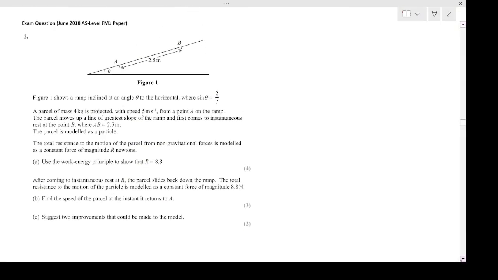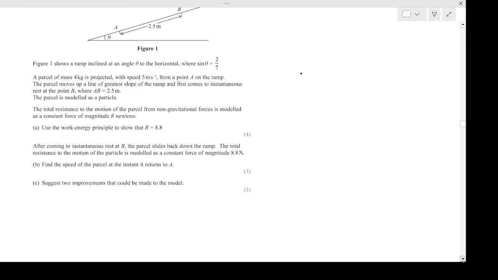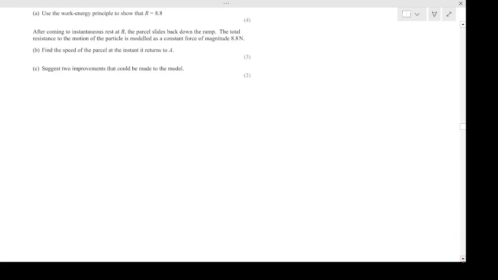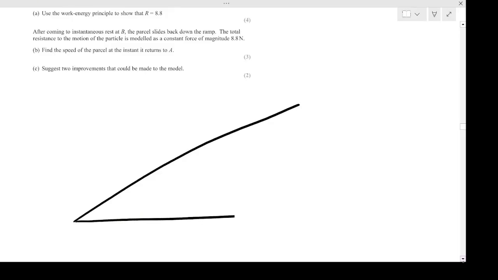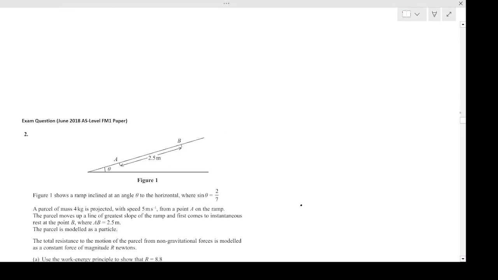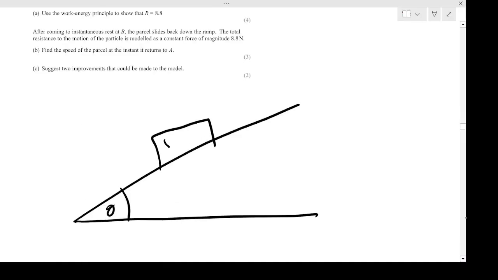So we've got this question here, and I'm given a diagram, and we've got a ramp. We're told that sine theta is 2/7. We've got a parcel of 4 kilograms, which is projected up the slope, up the ramp. So again, I'm just going to jot what's going on. I know they give me a diagram, but I'm just going to draw a bigger one by myself here. So we've got theta, and this little box, it's 4 kilograms.